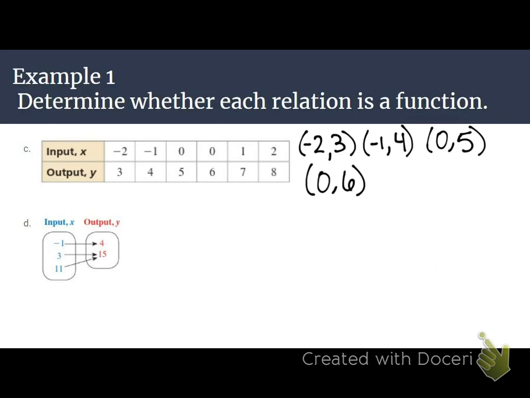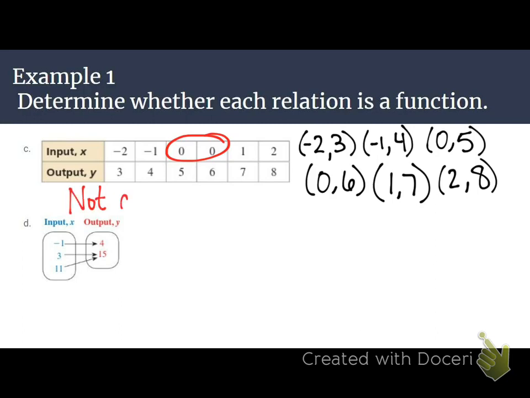what do we think? Is this going to work for a function or not? Why not? Good. We use the same input or the same x twice. So because we used that 0 2 times as an input, this is not a function. All right.